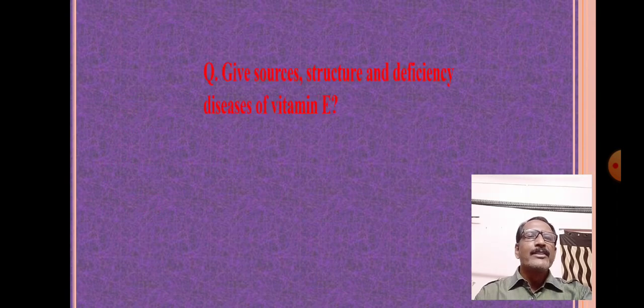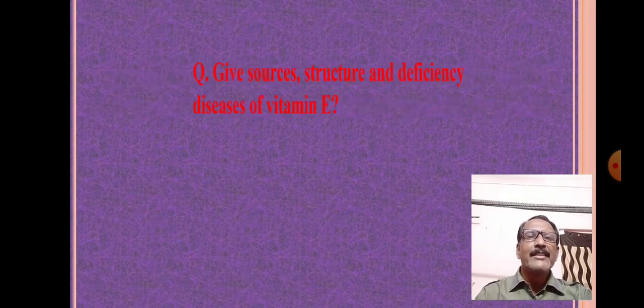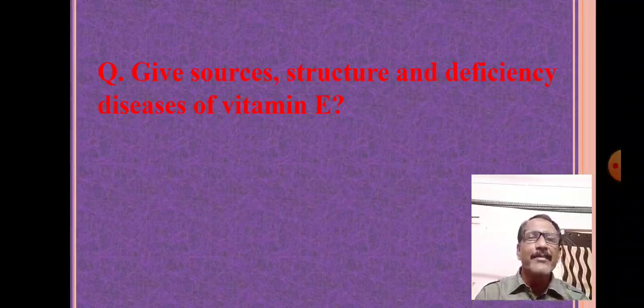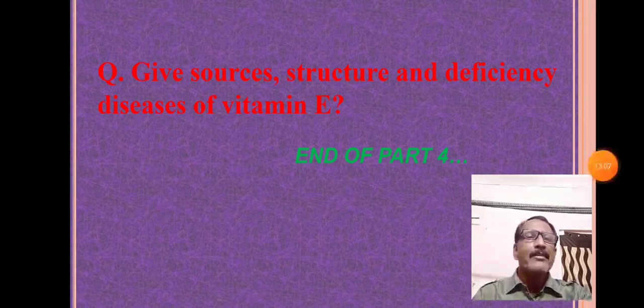So friends, an important question that may be asked in the examination: give sources, structure and deficiency diseases of vitamin E. Now in the coming lecture we will see the last fat soluble vitamin, that is vitamin K, which is again one of the important vitamins required by our body.